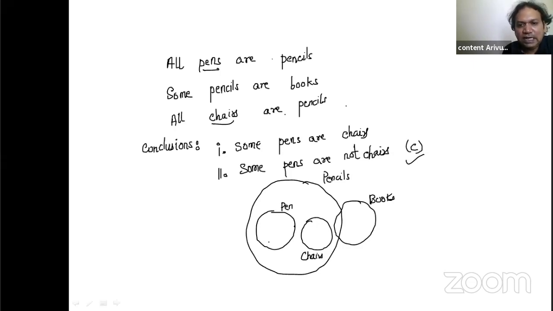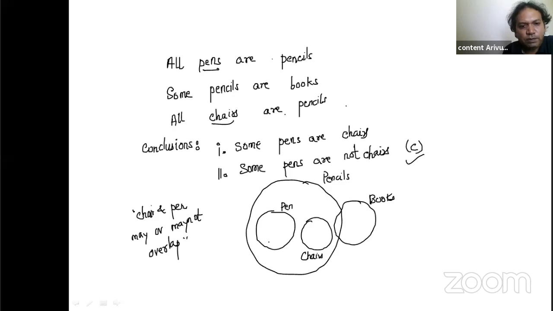But the chair and pen circle need not overlap. They may or may not overlap. So the chair and pen may or may not overlap.